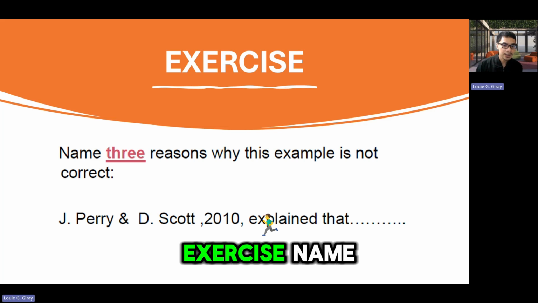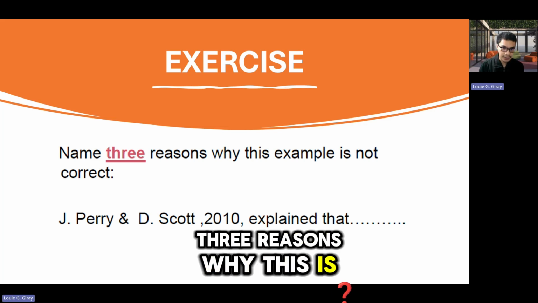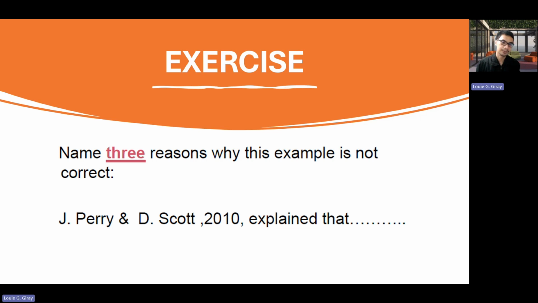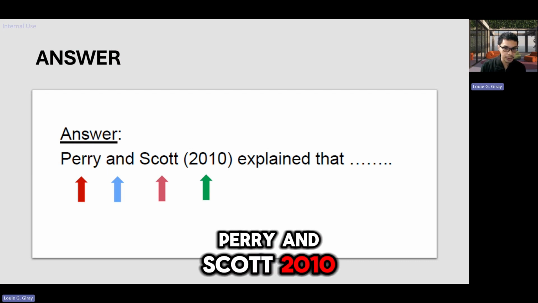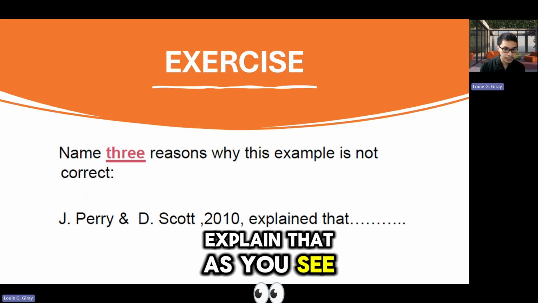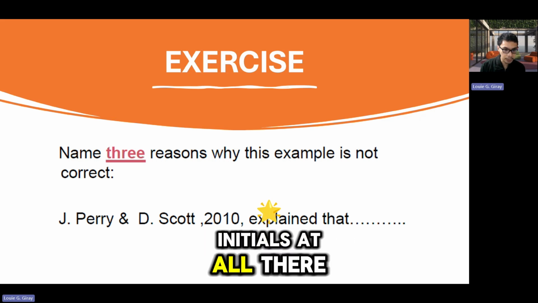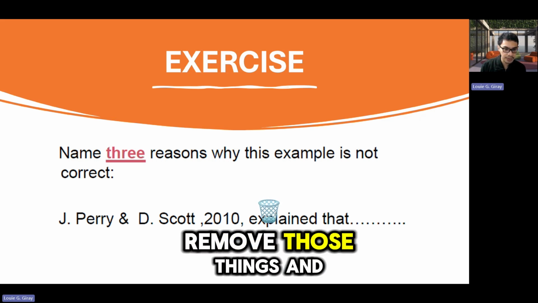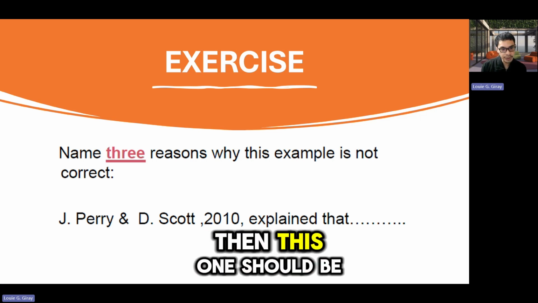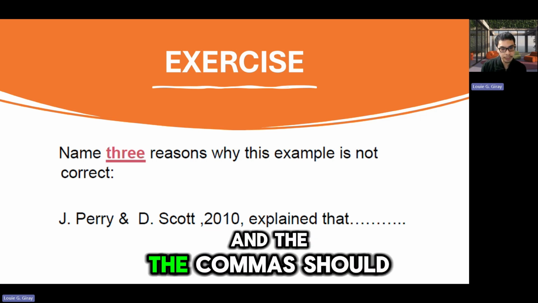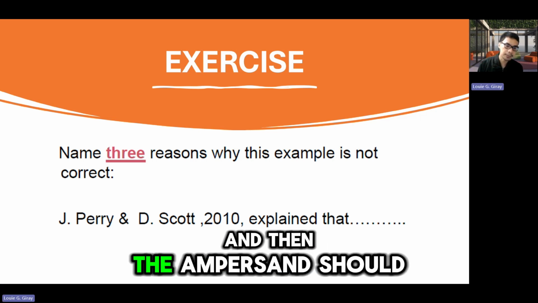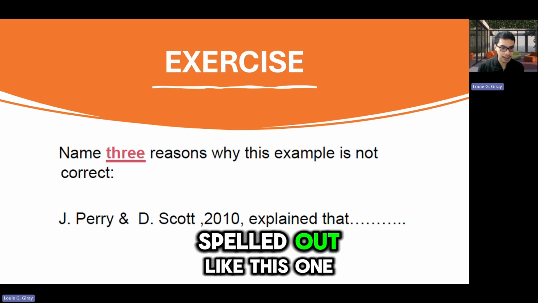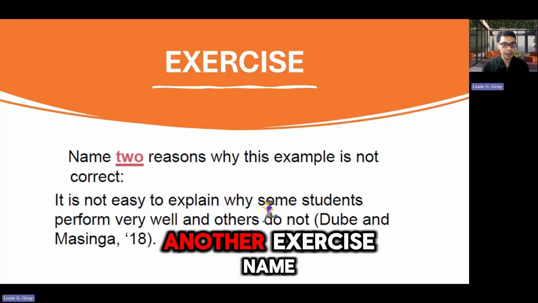Now, this is an exercise. Name 3 reasons why this is not correct. All right, so here we go. Perry and Scott 2010 explain that. As you see, there should be no initials at all there, like J and D. Remove those things. And then the commas should be parentheses. And then the ampersand should be "and" spelled out. Okay, like this one.